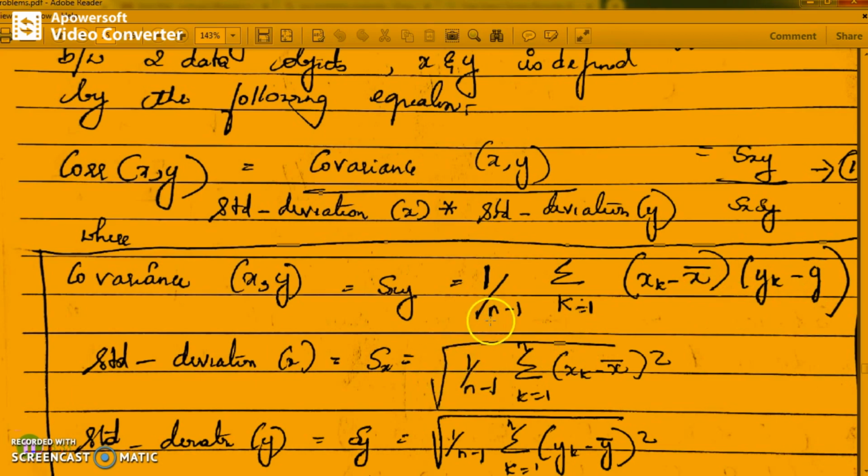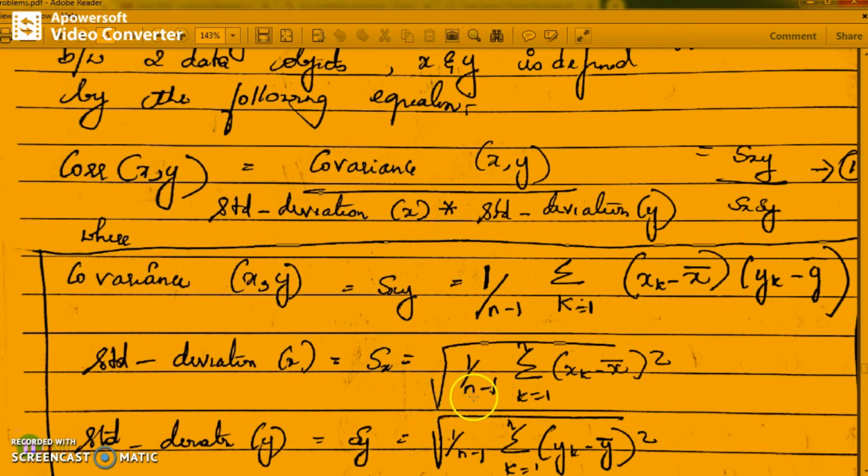So n, what is n here? The total number of elements, the total number of values of your attribute of your objects x and y. So the total number of values is given by n. So this is the formula to calculate your covariance. And then standard deviation. Standard deviation formula is what?